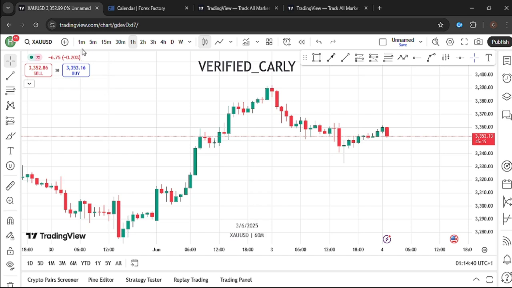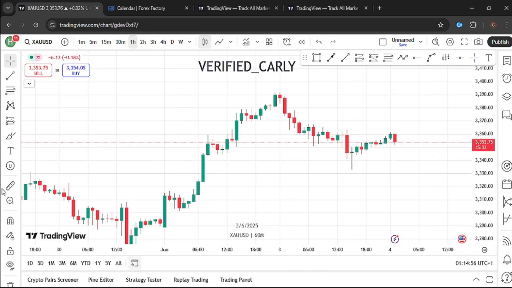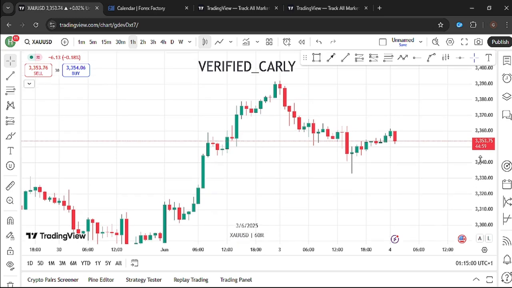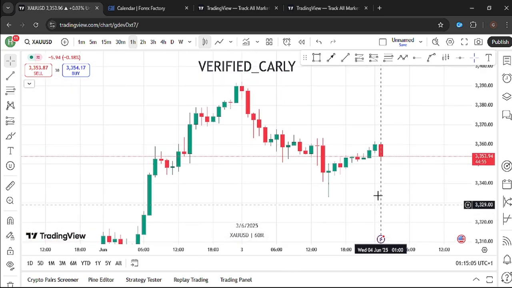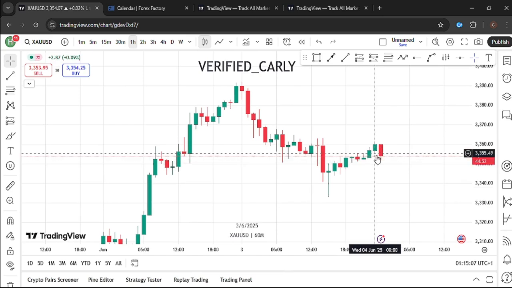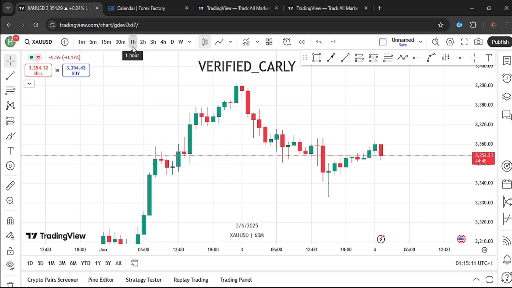You are looking at these numbers now: 1M, 5M, 15M, 30M, 1H, and so on. I know most of you will be wondering, what is the use of these numbers? These numbers that you are seeing here are called time frames. A time frame is the time it takes for a single candle to be formed or created. Every single one of these candles is created in an hour, because we are in the 1 hour time frame, as you can see.